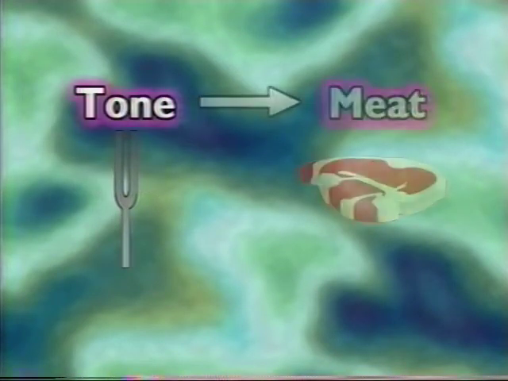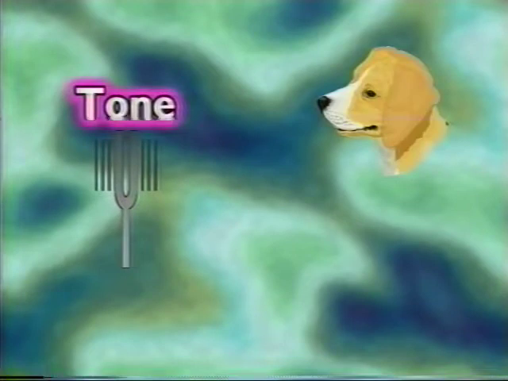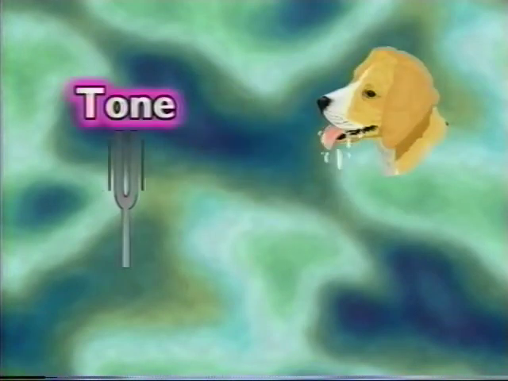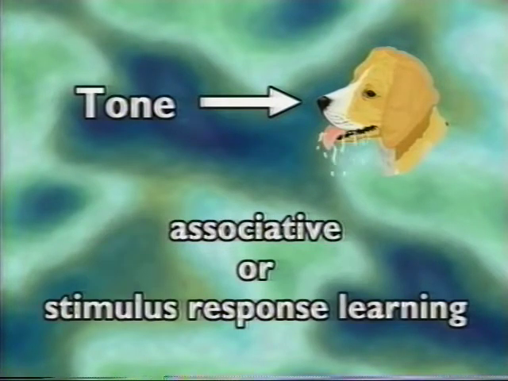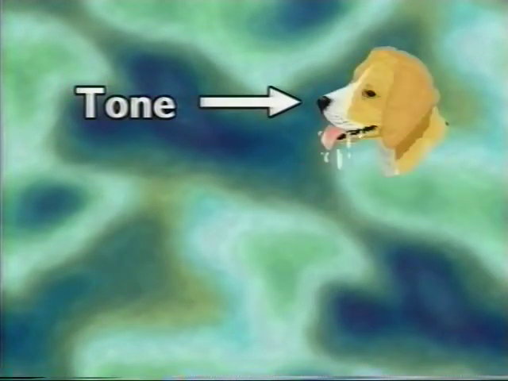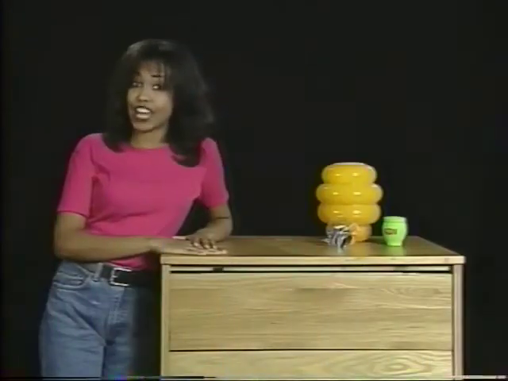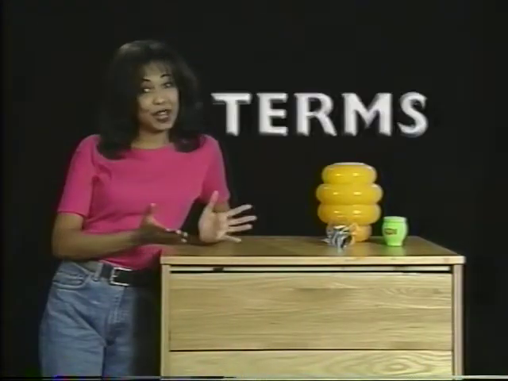So, Pavlov sounded a tone just before he put meat into the dogs' mouths. At first, the tone by itself didn't get the dogs to salivate, but after a few times of pairing the tone with the meat, the dogs started to salivate when they heard the tone, because they anticipated that the tone would be followed by meat. This is a classic case of associative or stimulus response learning. The dogs learned to associate the tone with the meat, so either the tone or the meat could make them drool. Now you know the experiment, here come the terms.